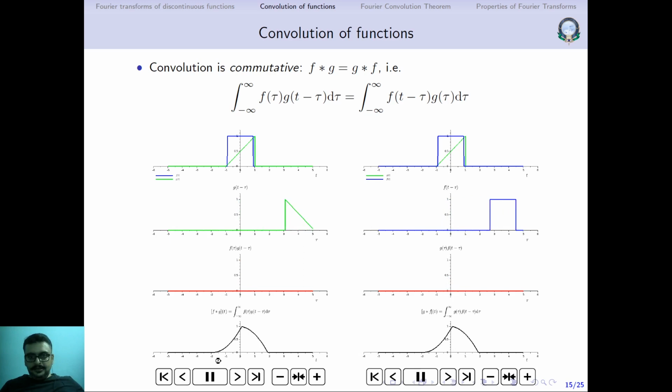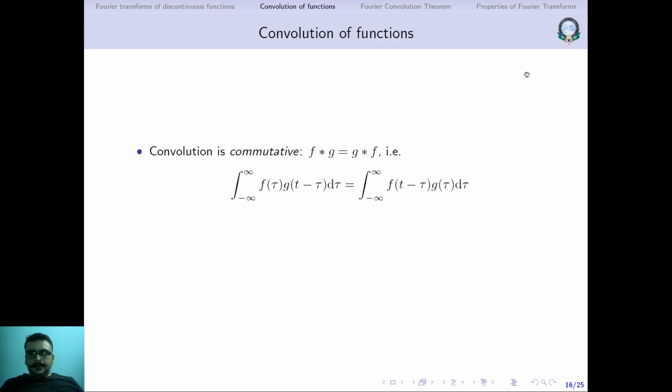So the same convolution, that means the convolution is commutative. It does not matter which function you are reversing and shifting. Okay, so we go to the next property. So this is convolution, which is commutative.